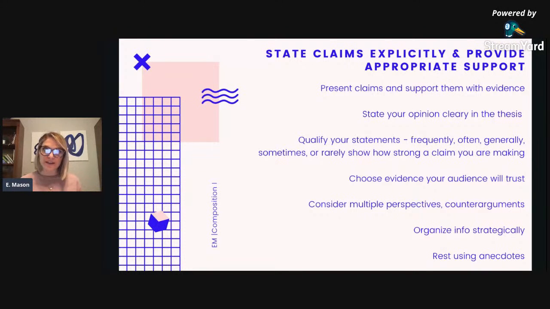Then you also need to organize your information strategically. So just think about where information should fit best. Part of that is going in with your outline, figuring out your organization. And then lastly, resist using anecdotes. They can be kind of campy, but they also lower the formality of your paper. So just avoid those.